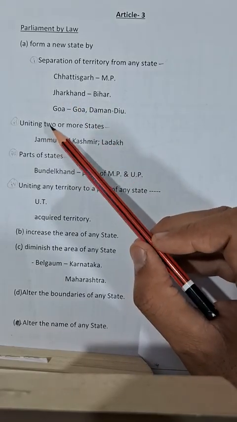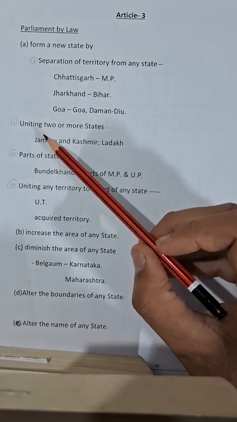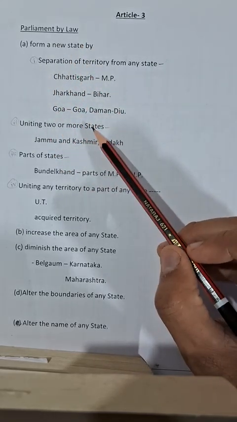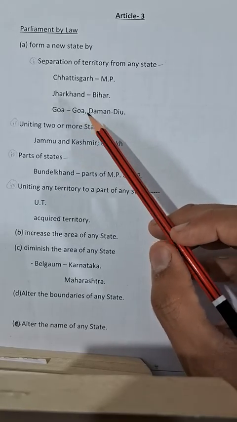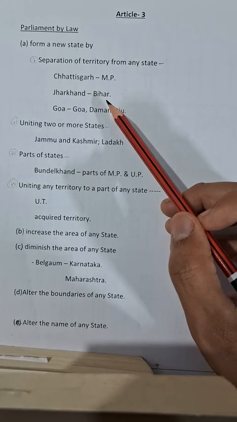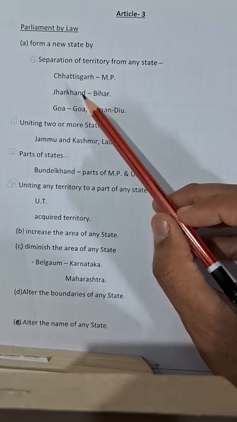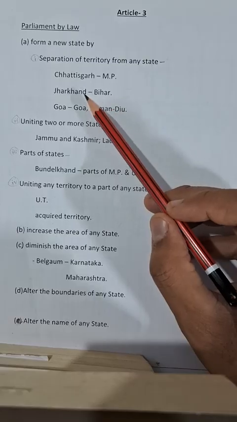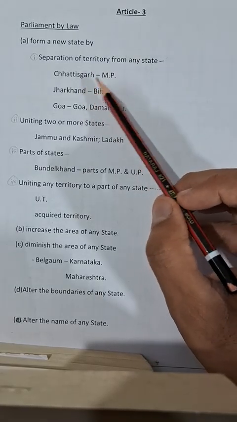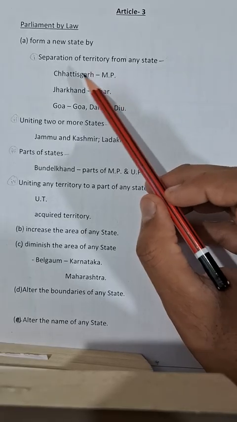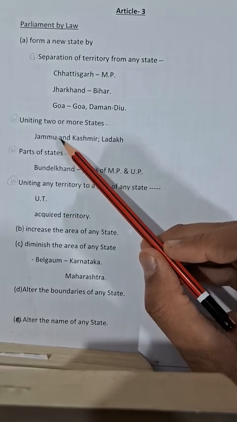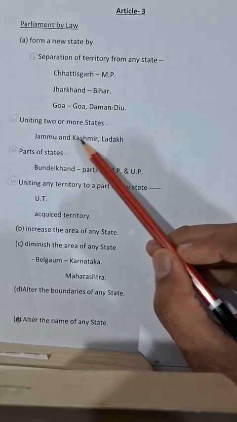The second method, how a state or a union territory is created. Parliament by law may unite two or more states. Now, for example, the government decides that Jharkhand and Bihar, they are two separate states. Now they should be united and it should be known as Bihar. So that is quite possible. Again, Chhattisgarh and MP should be united and they should be called Madhya Pradesh. That is also possible.